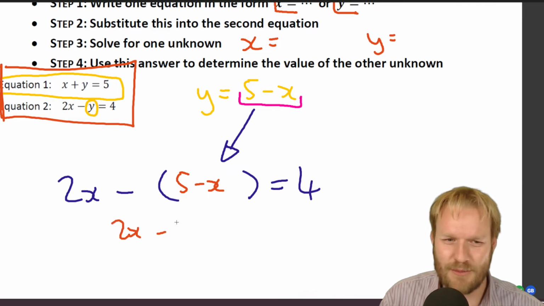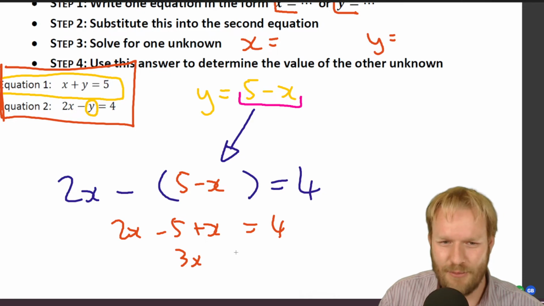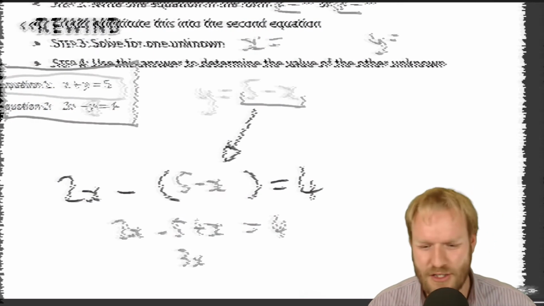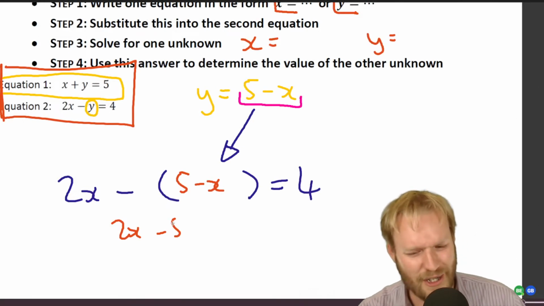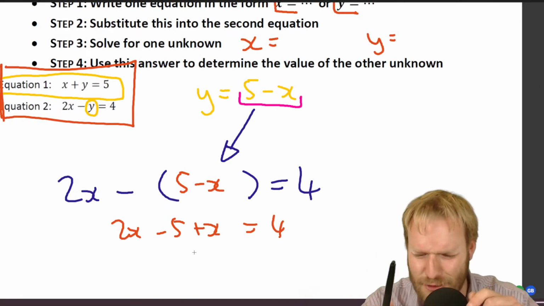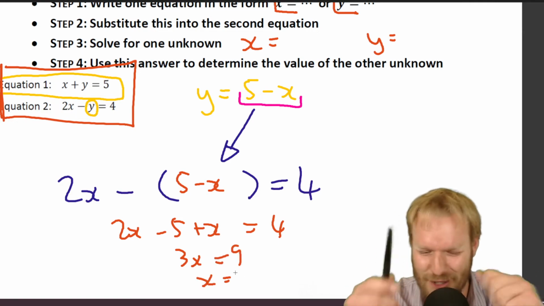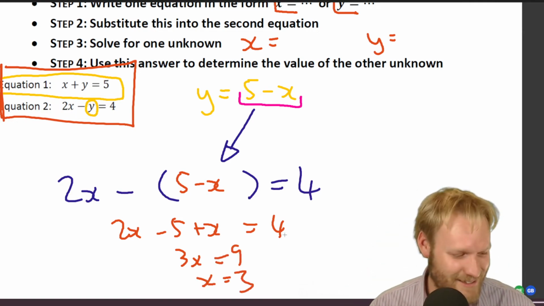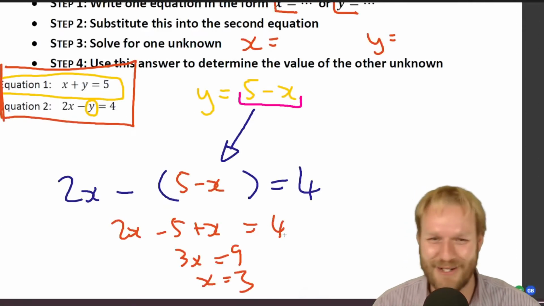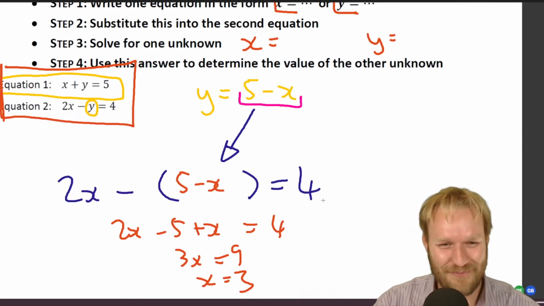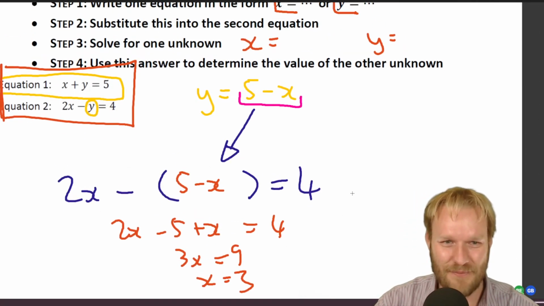Now, 2x minus 5 plus x equals 4. 2x plus x is 3x, so 3x equals 9, and x equals 3. Didn't get that? Let's rewind and watch that again. 2x minus 5 plus x equals 4, and x equals 3. Let's get back to real time. So we've got x equals 3.